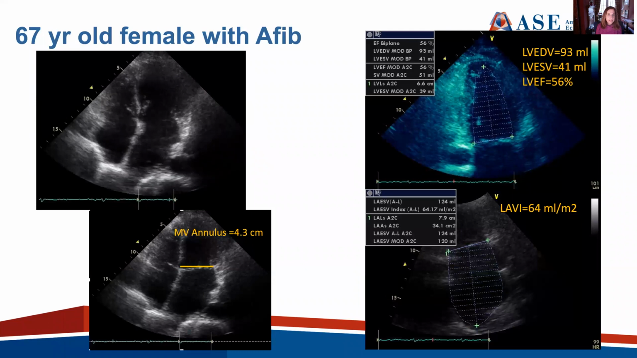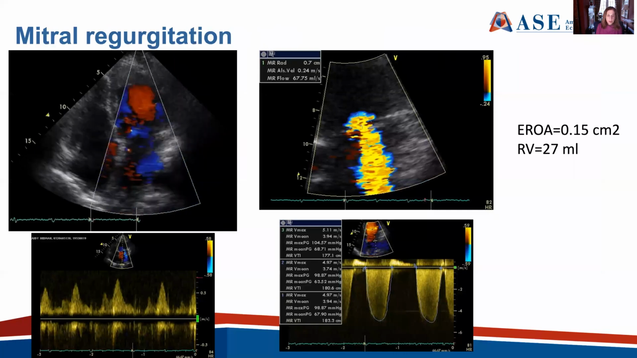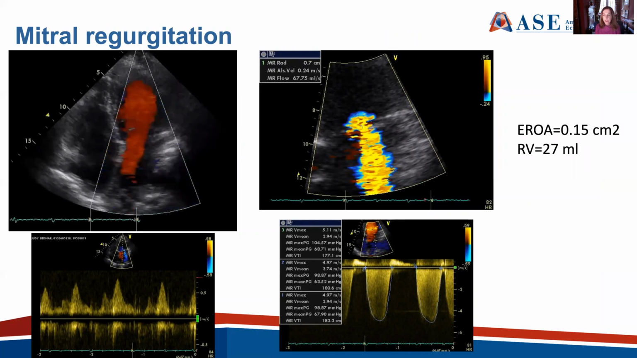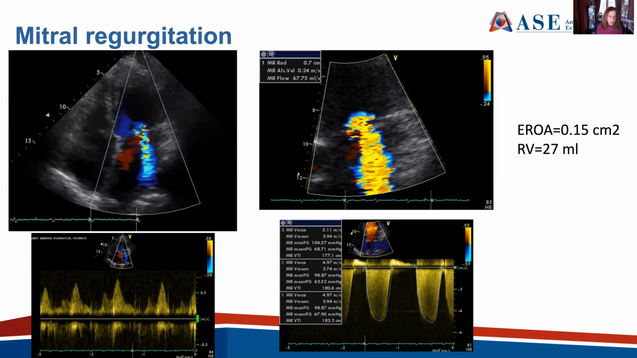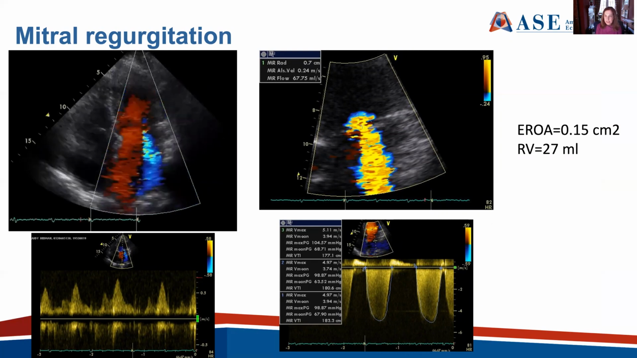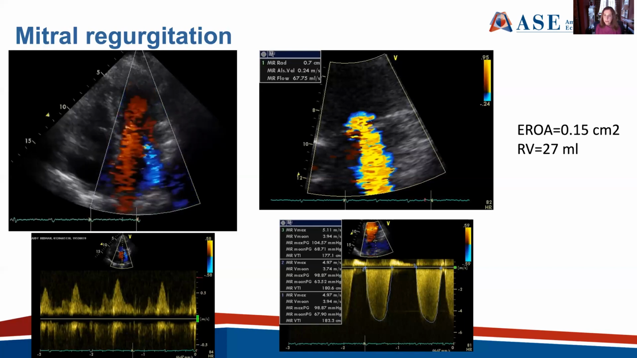Here's an example of a 67-year-old female with atrial fibrillation. You see here that her annulus is dilated. She has severe left atrial enlargement and a normal ejection fraction. Here's the mitral regurgitation. Her ERO is about 0.15 centimeters squared with a regurgitant volume of 27. We do have a blunted S wave in her pulmonary venous pattern and a fairly dense MR signal. So despite that ERO being on the lower side, all the other parameters suggest that this is moderate in severity.